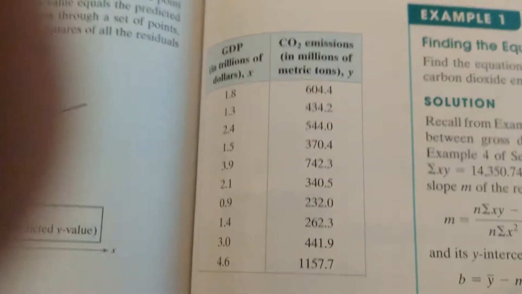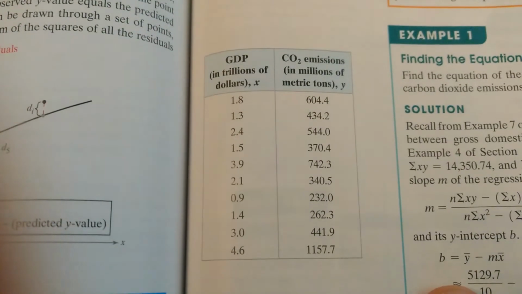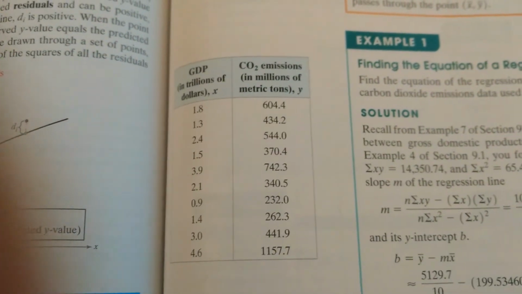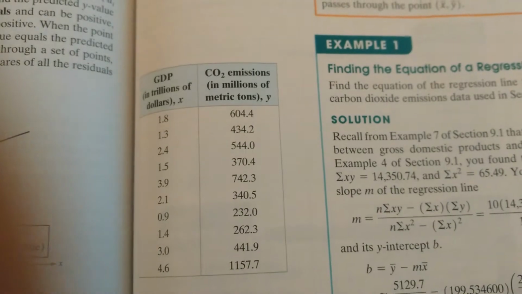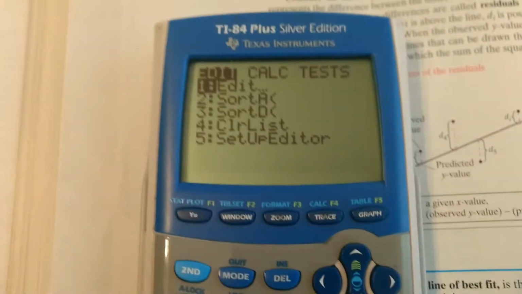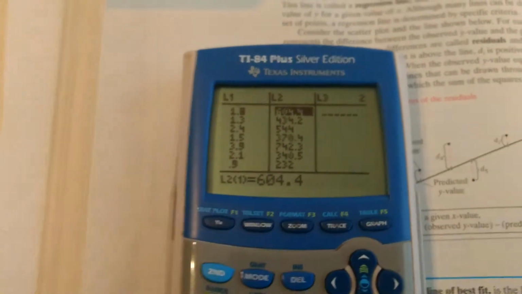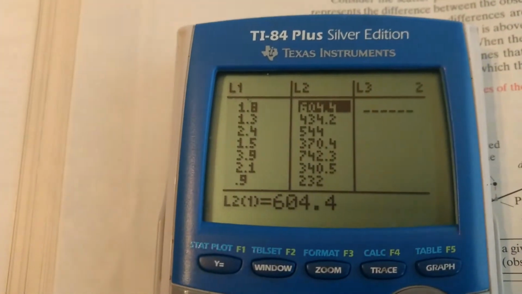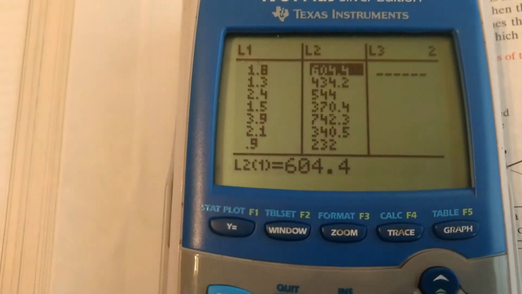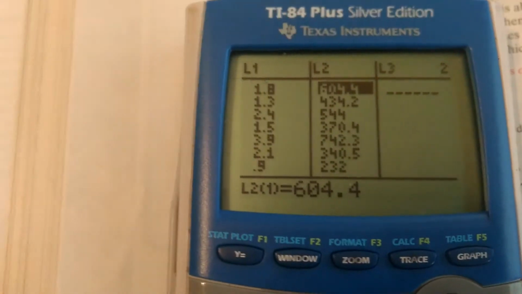So we come over here, we start with our example 1, and we have this list of data here. We have our x values, which is the GDP. We have our y values, which is the carbon dioxide emissions. The first thing we're going to do is go to stats, go to edit, and list all the x values, which is the GDP, in list 1, and all the carbon dioxide emissions values in list 2, which is the y's.